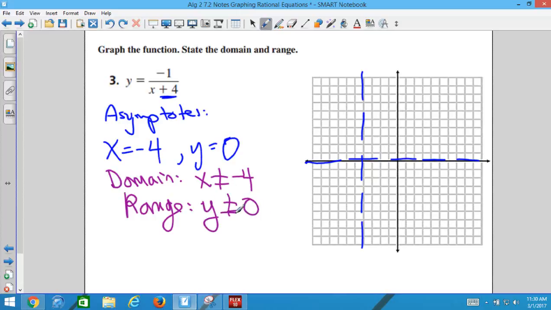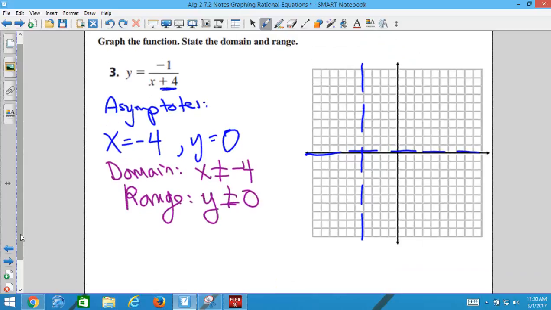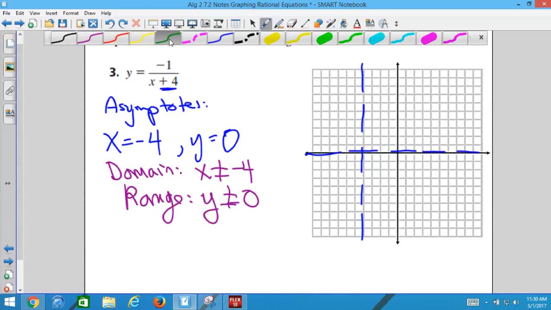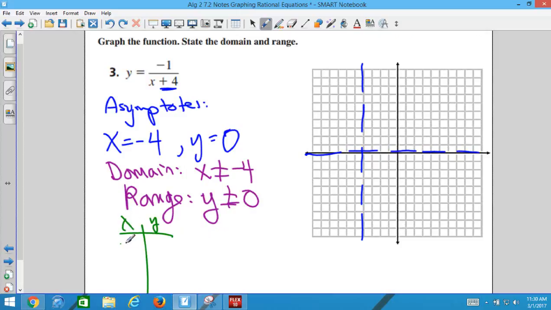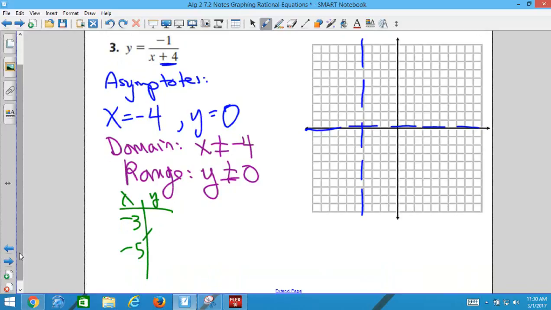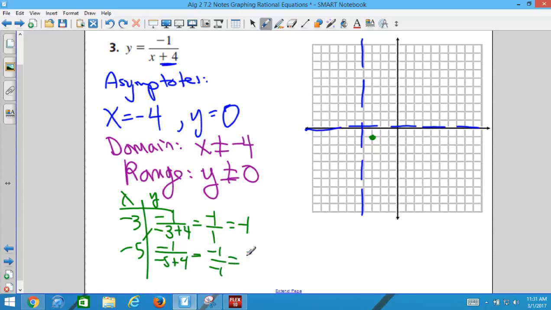So I have my domain and my range. And then I need to pick a few points. Numbers that might be easy to plug in for this denominator might be -3 or -5. Because if I put -3 in the bottom, I'll have -1 over -3 plus 4. So I get -1 over 1, -1. So -3, -1. If I plug in -5, I have -1 over -5 plus 4. So -1 over -1, which is 1. That is telling me where my branches are.